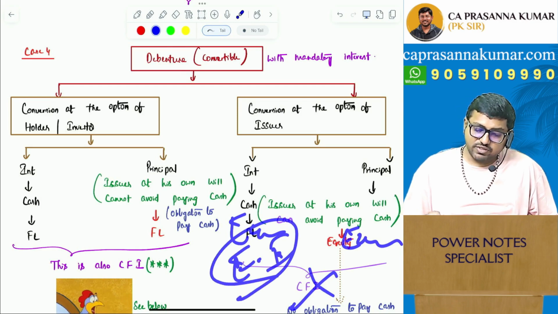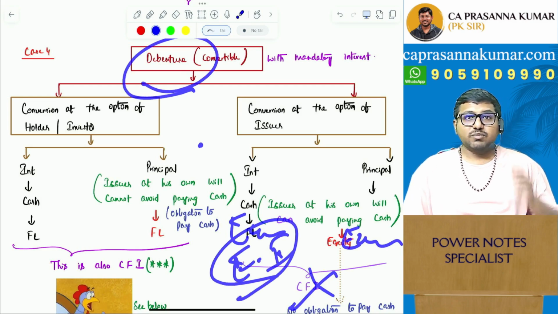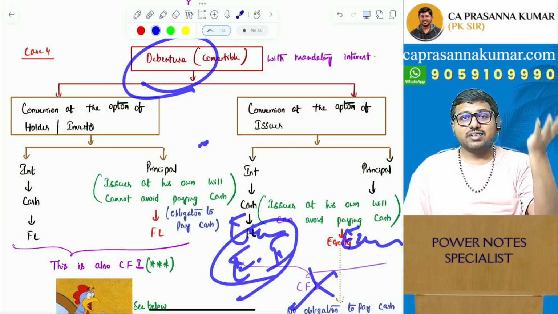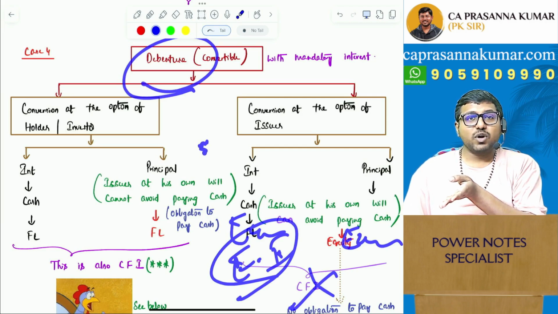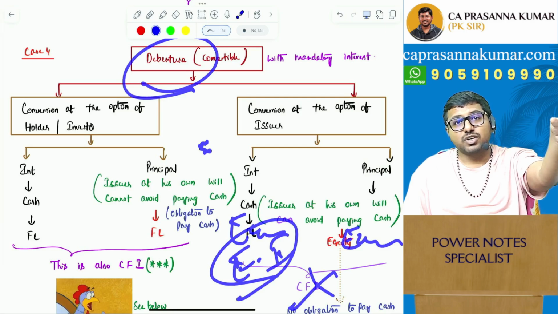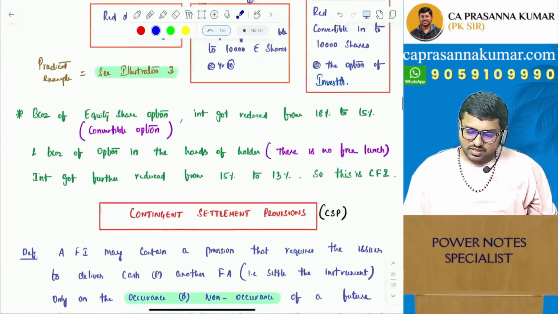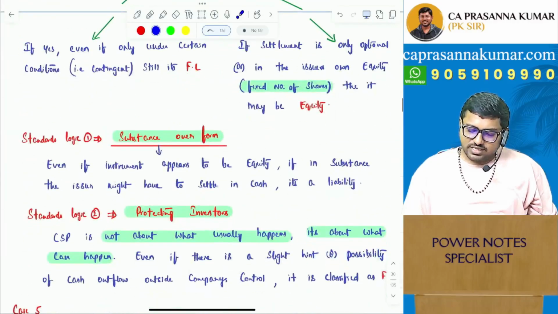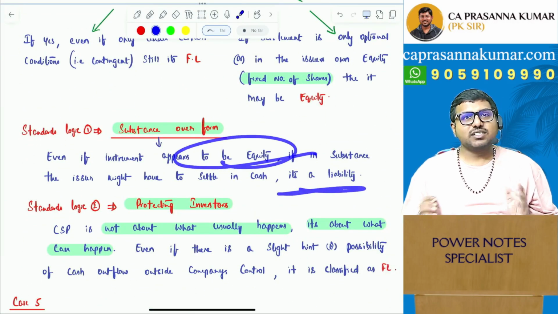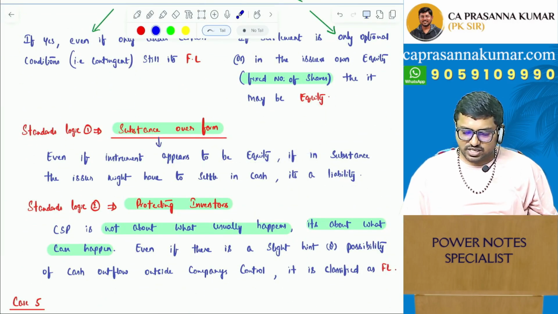But what is the name of this? Debentures. Debentures means straight away what will come to your mind? It's a liability. But here we have classified that as what? Equity. Because the form is debentures, but the substance is equity. In the earlier example, the form is equity, but the substance is liability. You understand what I'm trying to say, right?